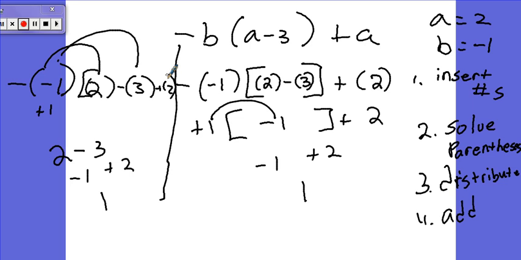So this is just saying what you did to get to the answer. Inserted the number, solved the parentheses, distributed, then I added. That's how I solved the problem. See, when you have to justify, you're just explaining what you did.